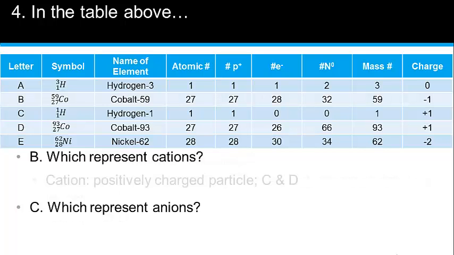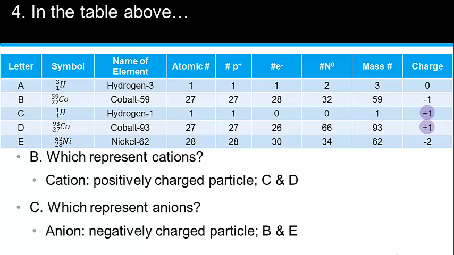Which represent cations? A cation is something that is positively charged. So we see that the hydrogen and the cobalt, C and D, are positively charged, so those are cations. Anions have a negative charge. So the -1 for B and the -2 for E make those anions.